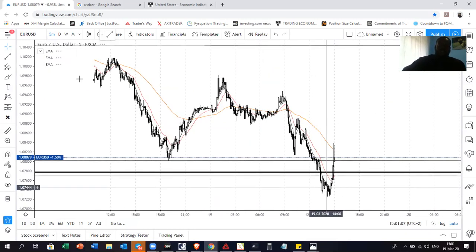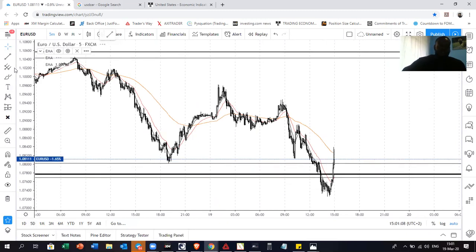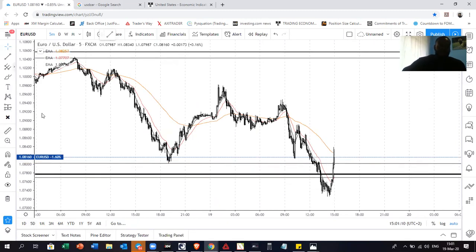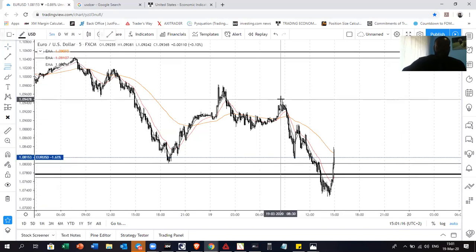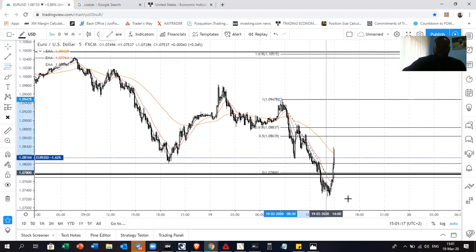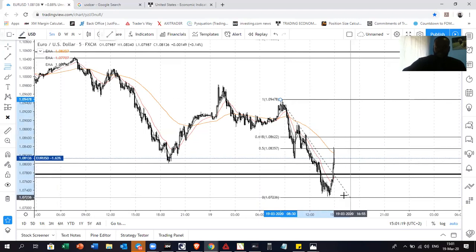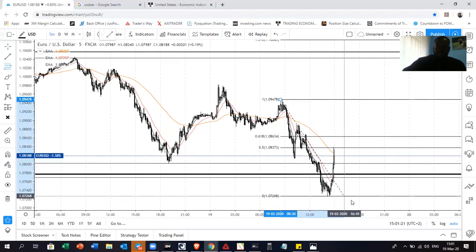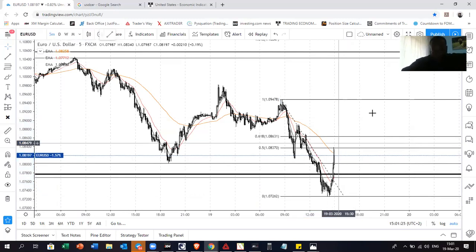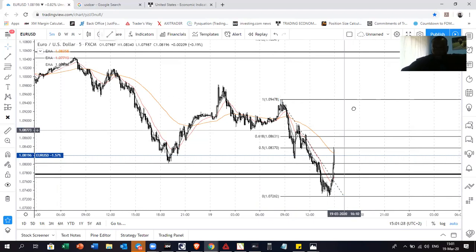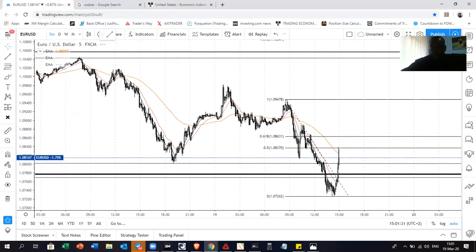So how some people would play this is they'd look to do a Fibonacci retracement and sell the 618. I would do that too. However, right now we are talking about the momentum.